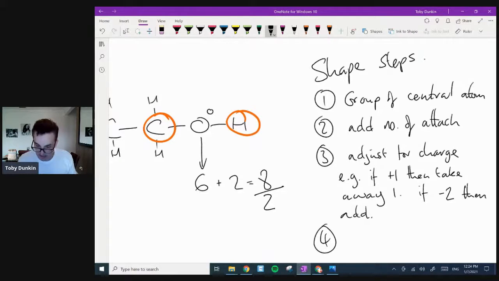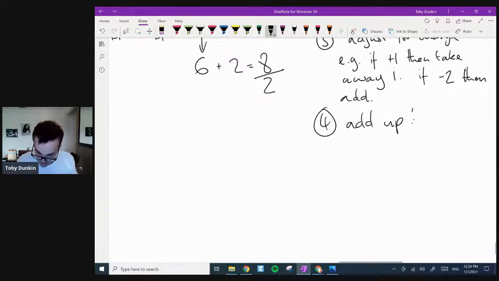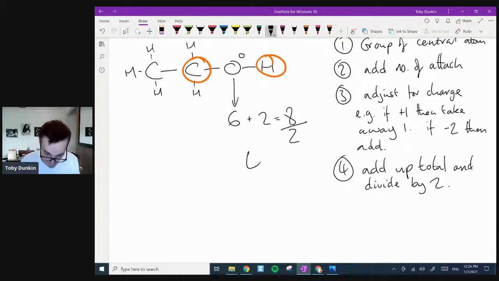Step 4, add up the total and divide by 2. Divide by 2. Yeah, and that now gives me 4.